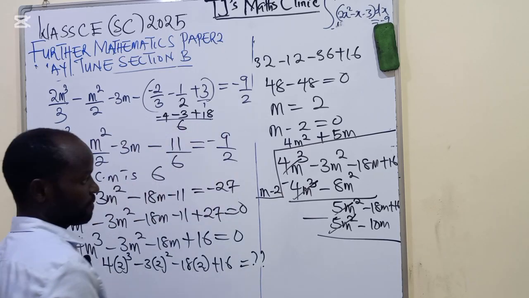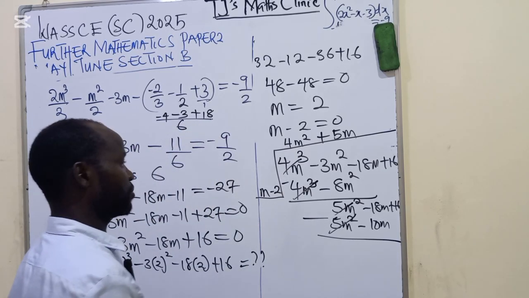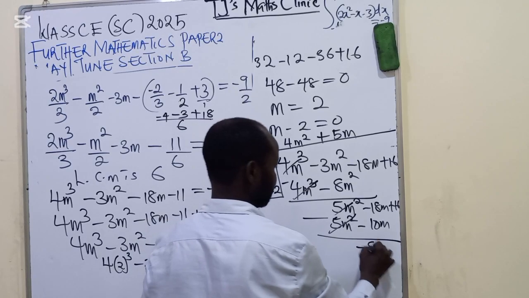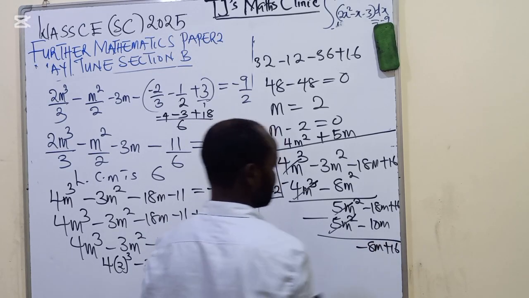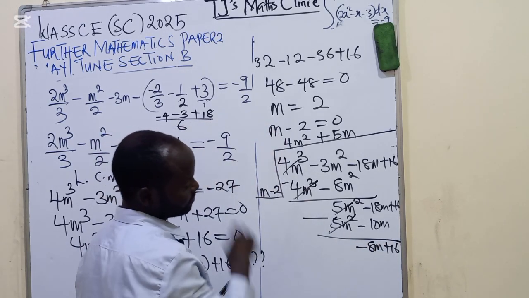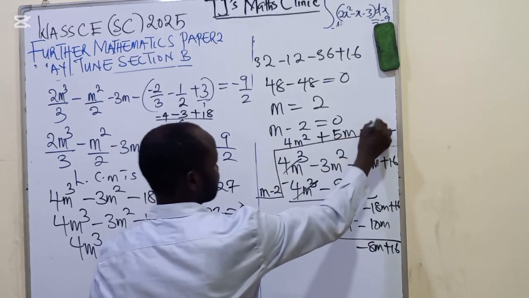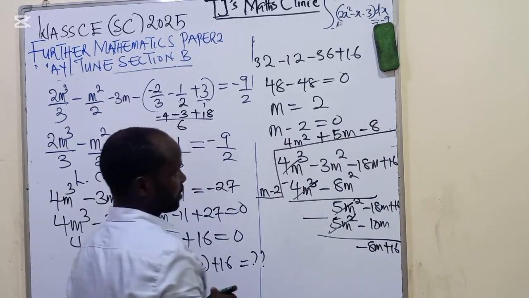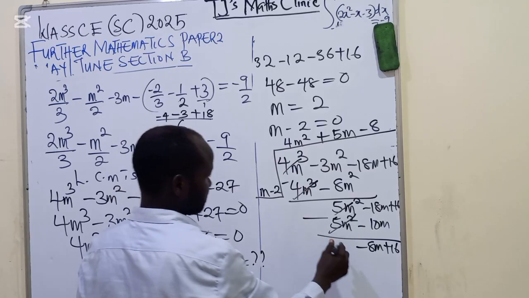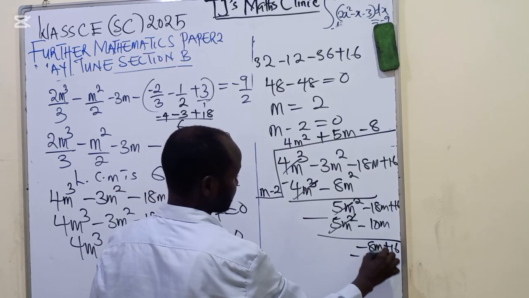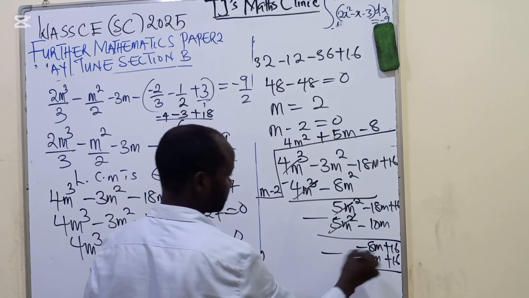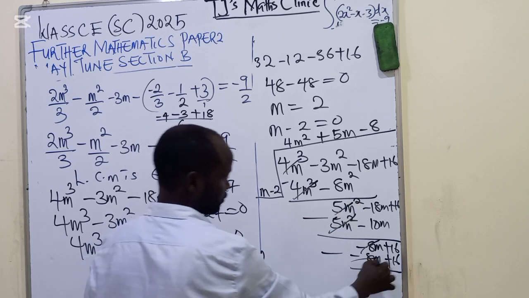Minus 18m that will be minus 8m. Minus 8m plus 16, because we have minus 18 plus 10. That will be minus 8. We divide again. That will be minus 8. We multiply back. That will be minus 8m, then plus 16. Let's subtract. This will be 0, and this will be 0.